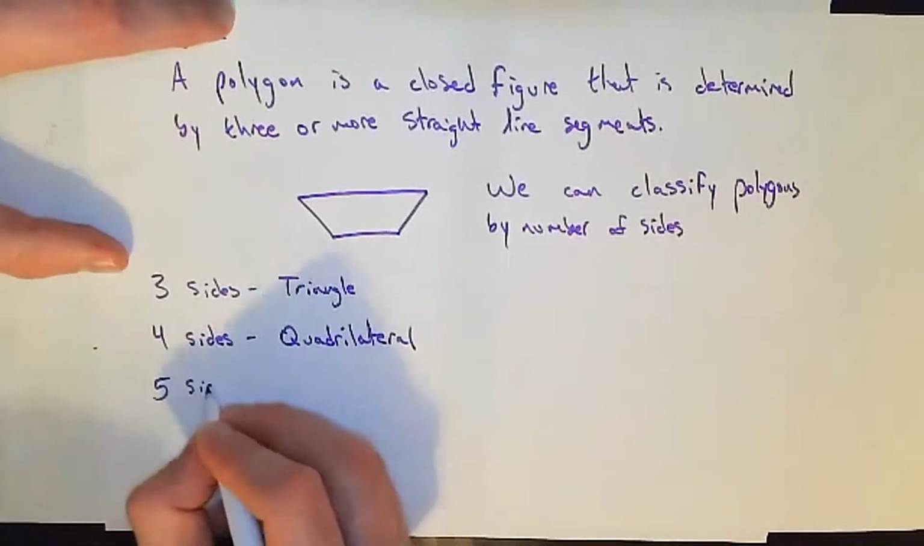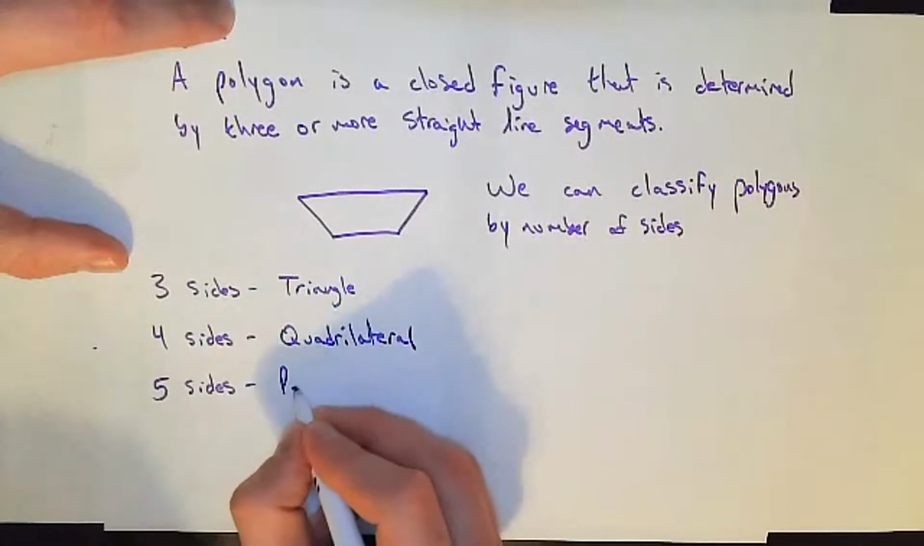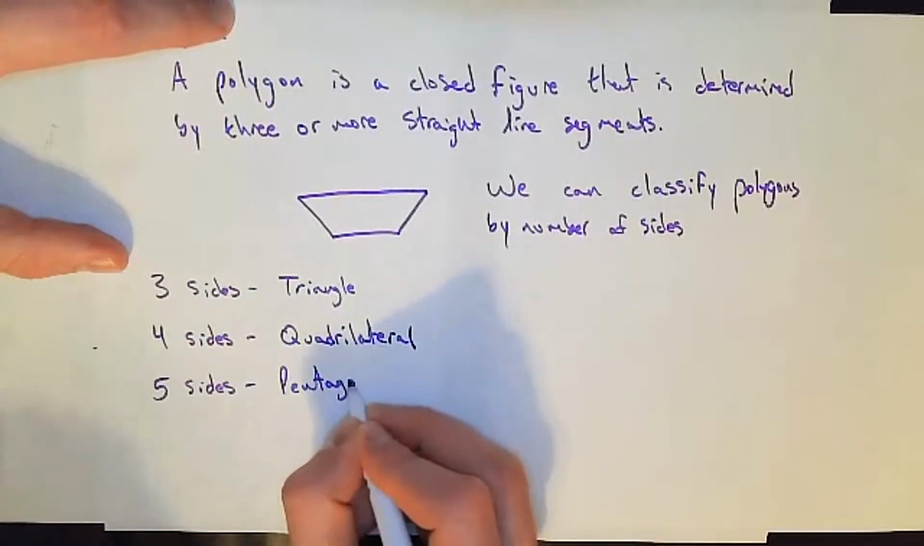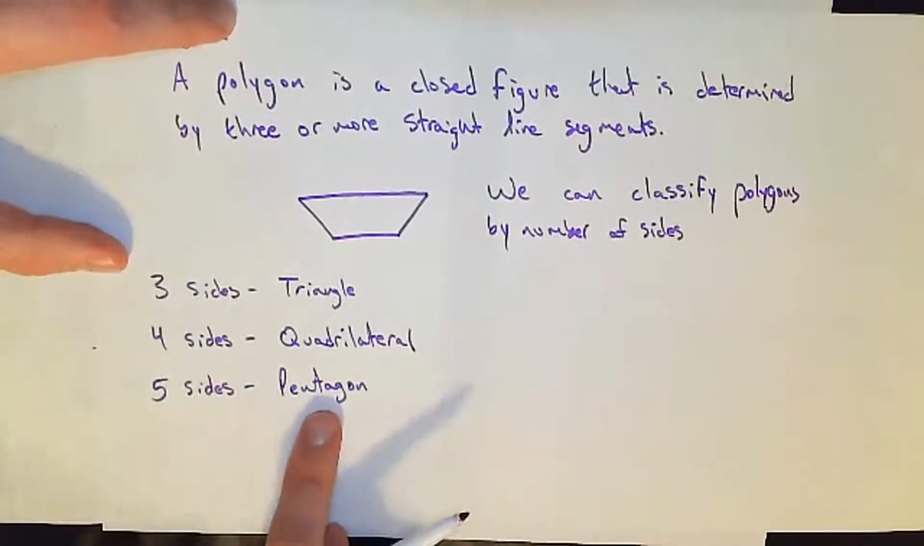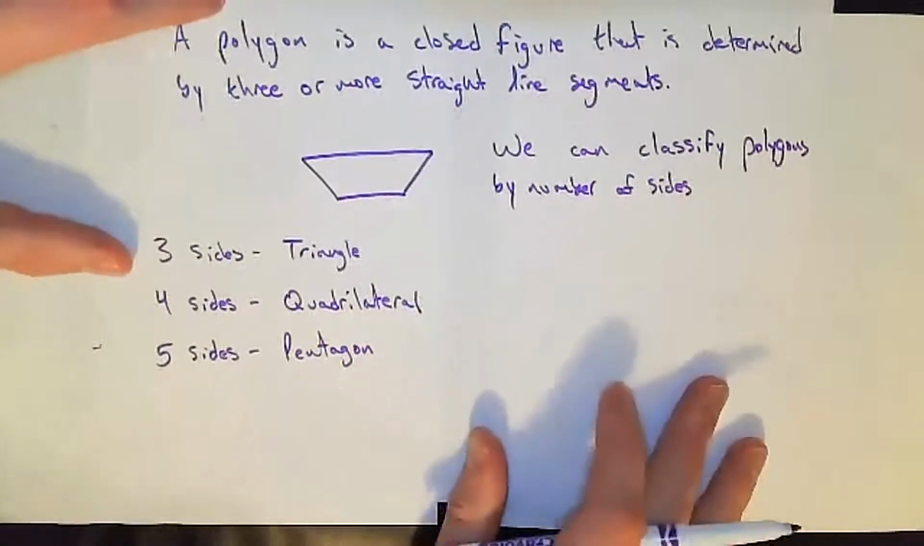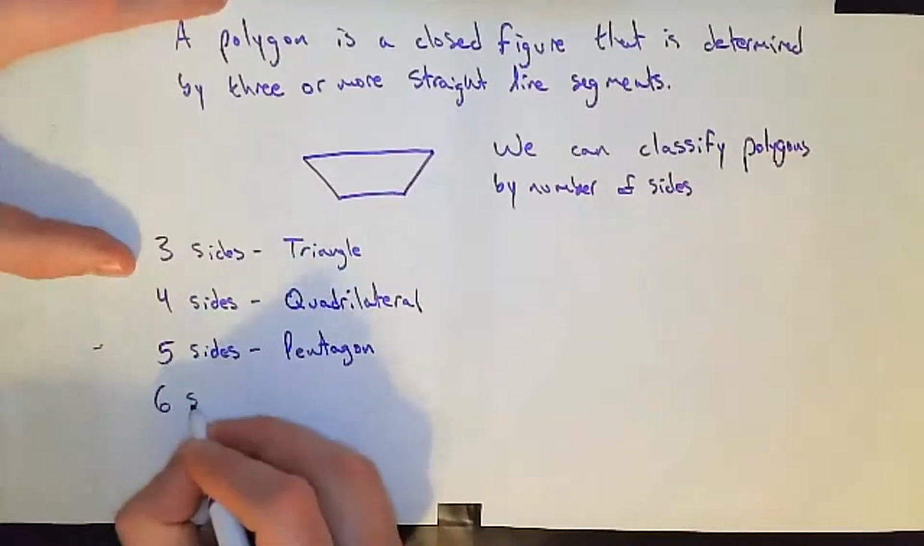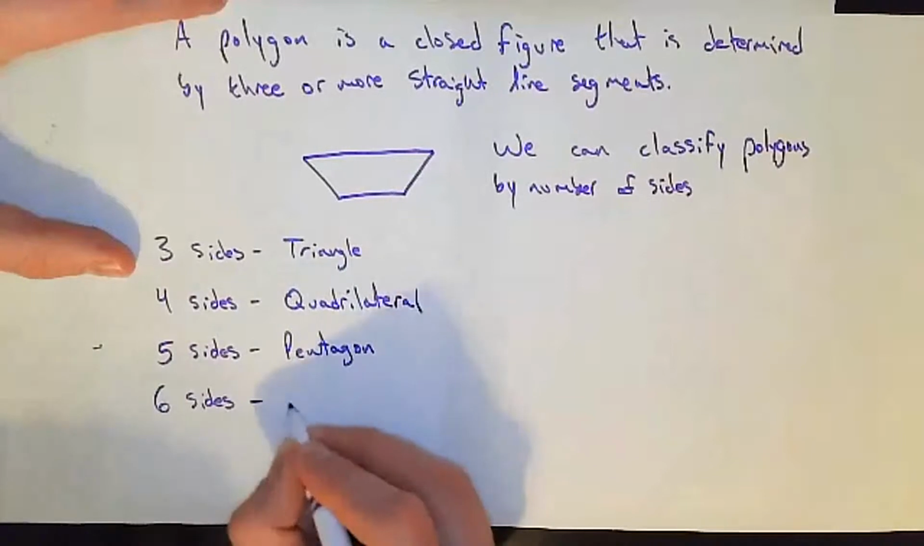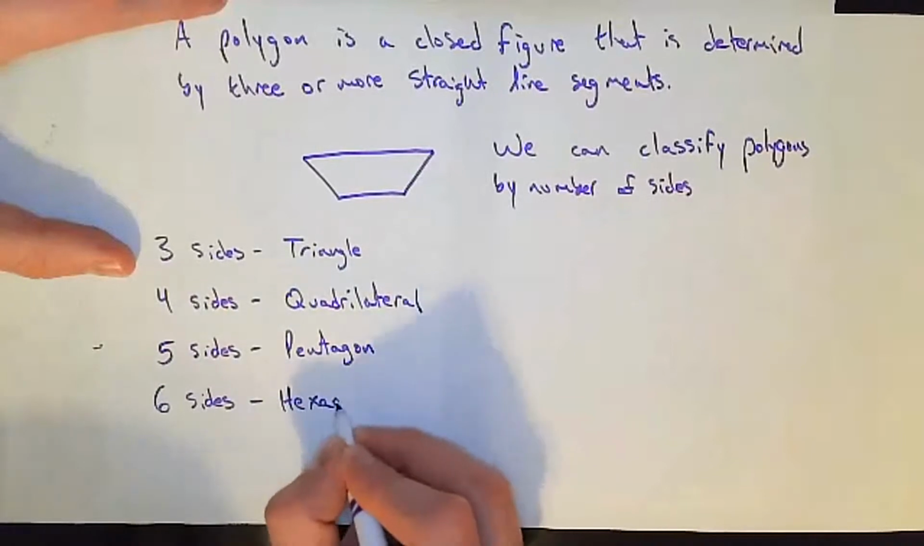5 sides, pentagon. So once you hit 5, this is when they all start to end in "agon," right? This is where they all start to have names that start to sound similar. 6 sides is a hexagon.